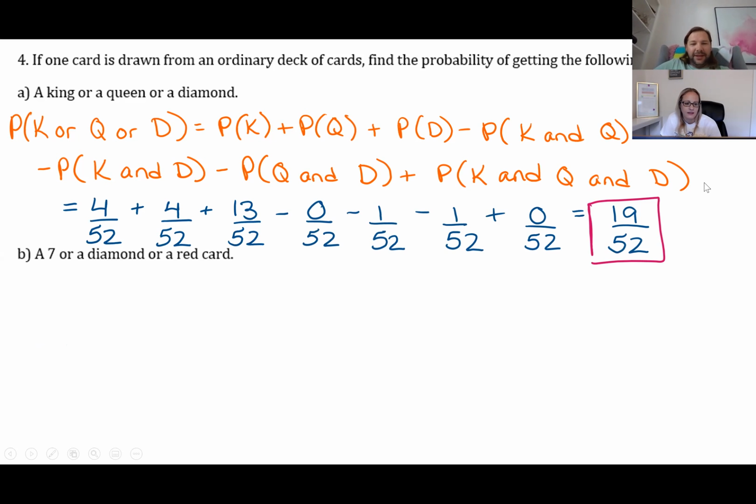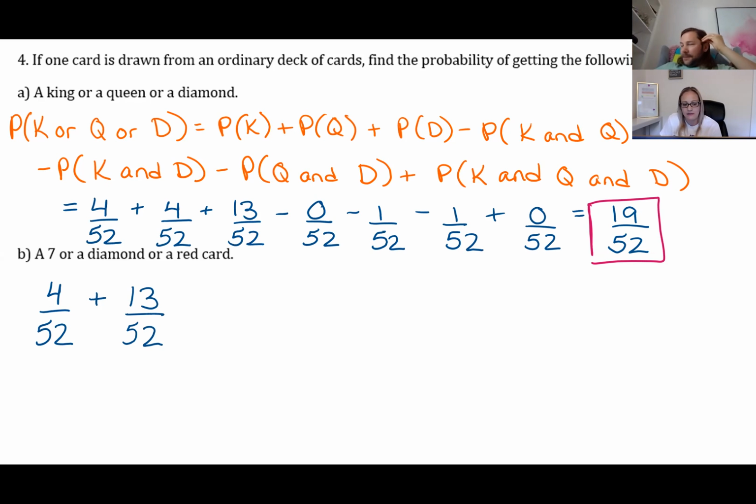Okay, I'll let you do B, Karen. So B is a 7 or a diamond or a red card. I didn't bother writing the formula out for this one. I get lazy too, like students sometimes. So let's do each one individually.